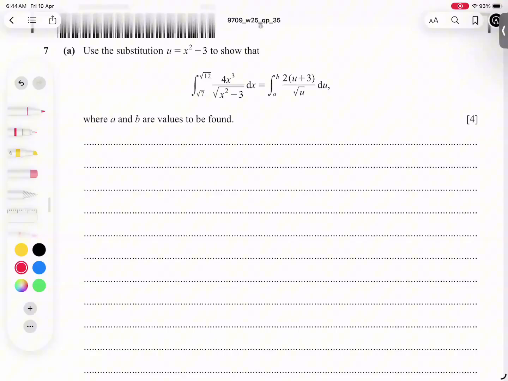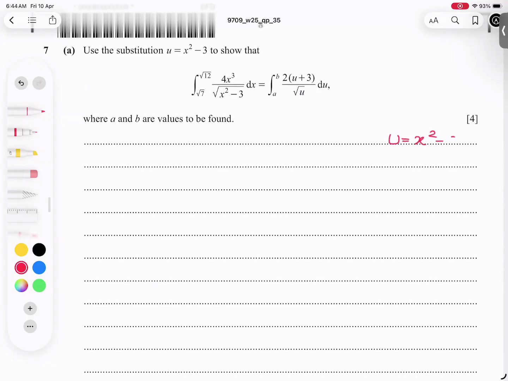Question number 7, students. We have to use the substitution given and show that this equals this, and we need to find the values of the constants A and B. Students, the topic is integration, but we will start from differentiation. u equals x squared minus 3.